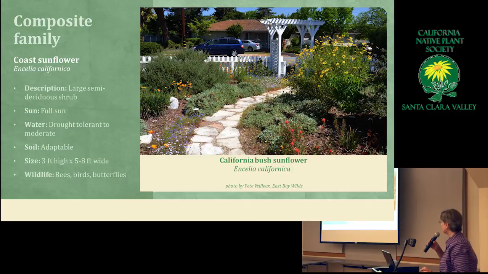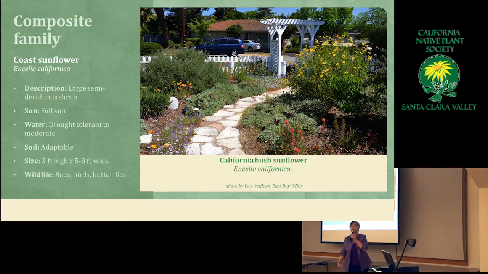Another thing I want to mention is that a lot of people don't understand how important the botanical name is. So we've got a common name that's California bush sunflower. Well, it's also called the coast sunflower. I know when I looked it up, it had a number of common names. The trouble can happen when you go to the nursery and you say, I want a coast sunflower. Who knows what you're going to get? So you want to go to the nursery and say, I want Encelia californica. And if you don't feel comfortable pronouncing it, point to it on a piece of paper.